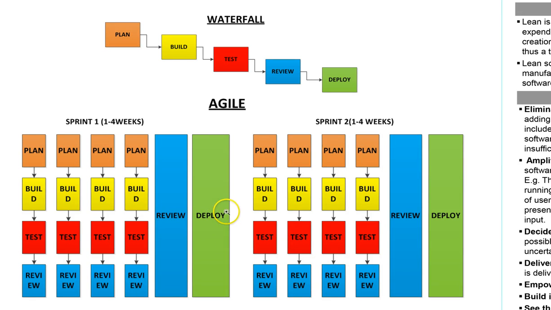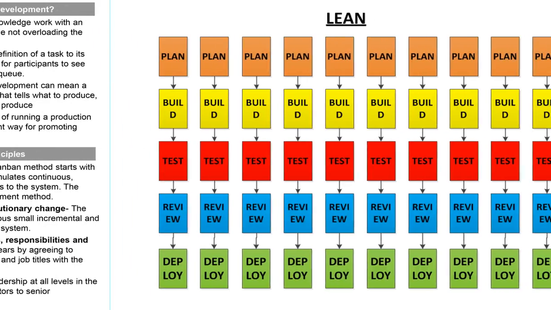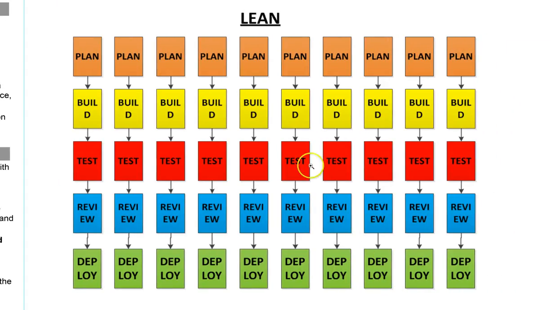Now over here, we are trying to eliminate any waste, anything, and we do all of them in one process. So we start with the plan, we build it, we test it, we review it, and then we deploy it. Till we do that, we don't go to the next one. And then, we keep going till we finish all the tasks.